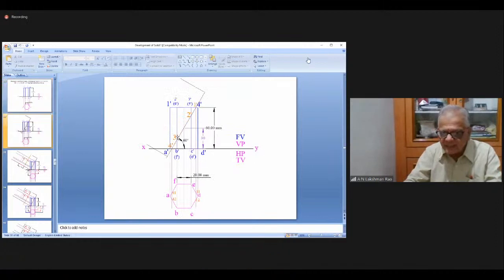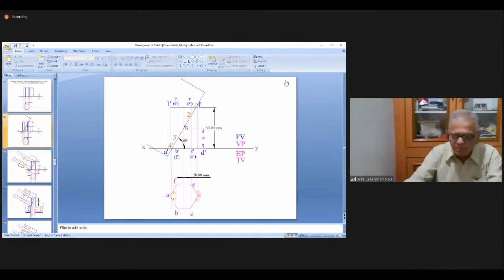So 60 degrees it is cutting, and this is 60 mm. He says it is bisecting the axis. Bisecting means half of 60 is 30. So I have chosen the center point and drawn 60 degrees. Now, if you see here, it is not completely cutting.